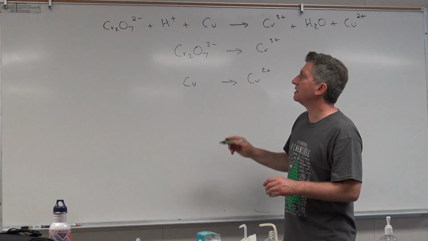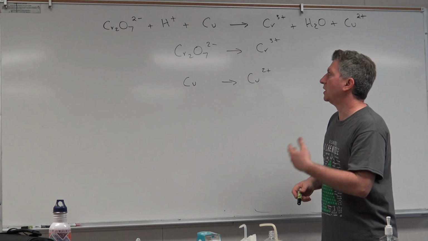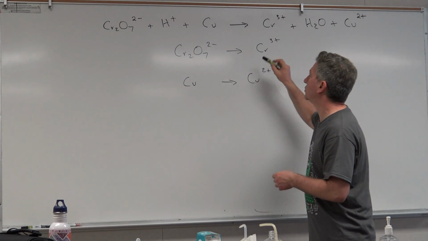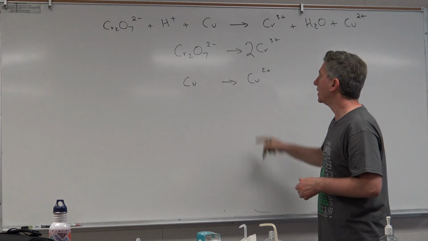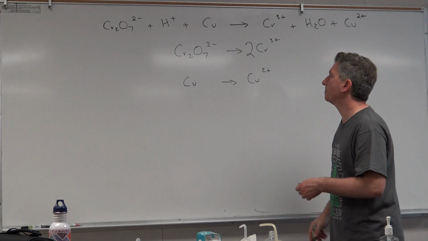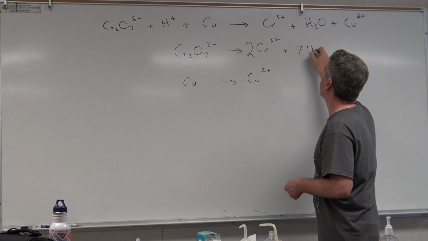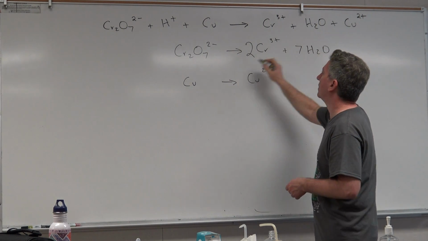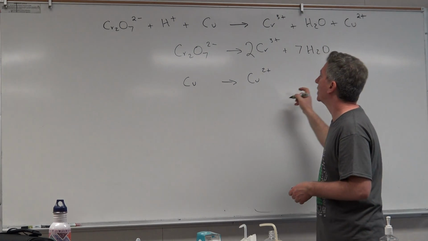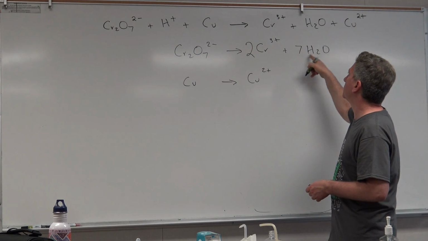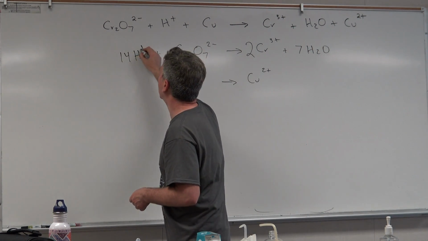So then balance everything except oxygen and hydrogen. So 2 Crs, 2 chromiums here, 1. So I have to put a 2 here to balance the chromium. Here, 1 Cu, 1 Cu, so that's balanced. 7 oxygens here, so I have to add 7 waters to this side to balance the oxygen. This one I don't need to worry about because there's no oxygen. Then to balance hydrogen, 7 times 2 is 14, so I have to add 14 hydrogen ions to that side.